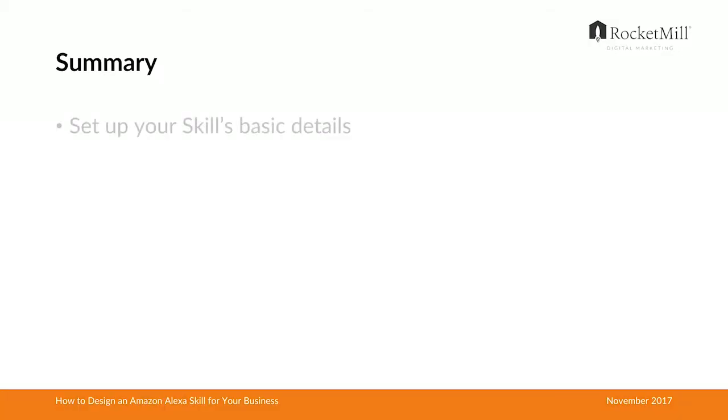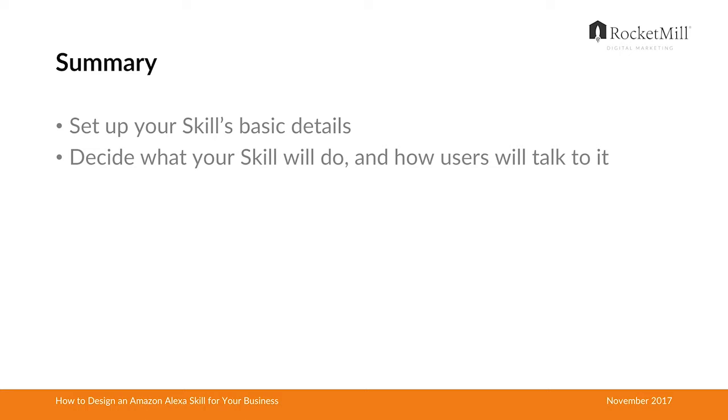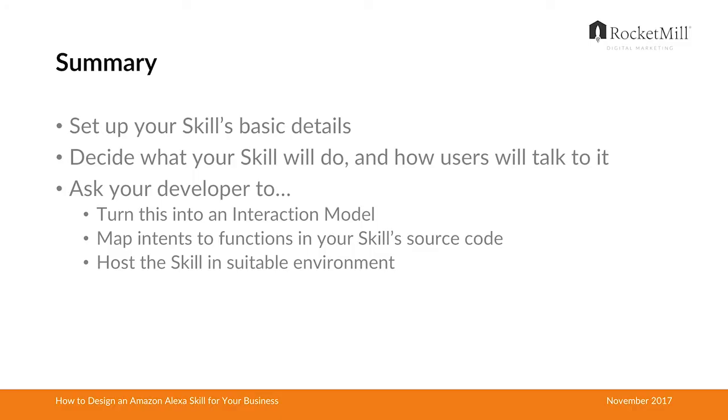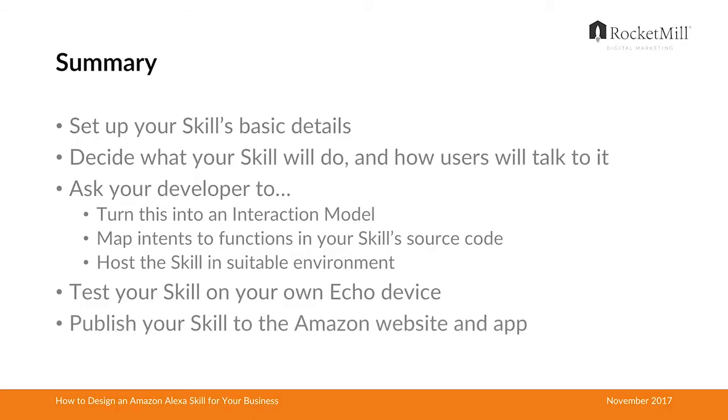So in summary, you will need to set up your skill's basic details within the Amazon developer interface, decide what your skill will do and how users will talk to it, and then work closely with your developer to turn that into an interaction model, which is the front end, the way people talk to the skill, a back end by mapping the intents within your interaction model to functions in your source code, and then host the skill in a suitable environment, test it, and then finally, when you're happy with your skill, publish it to the Amazon website and app.